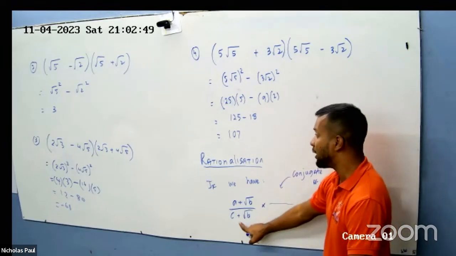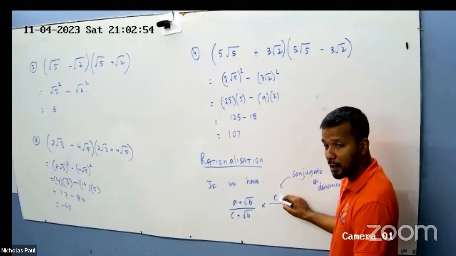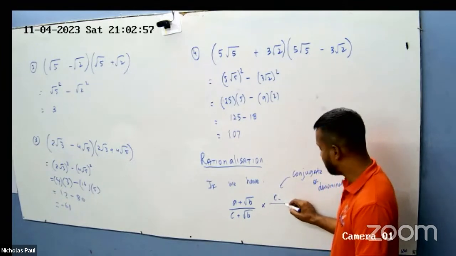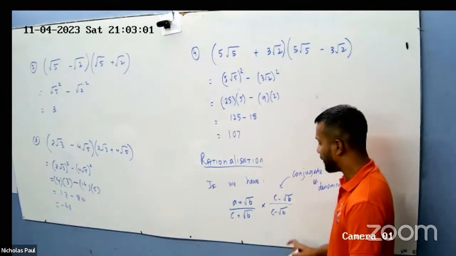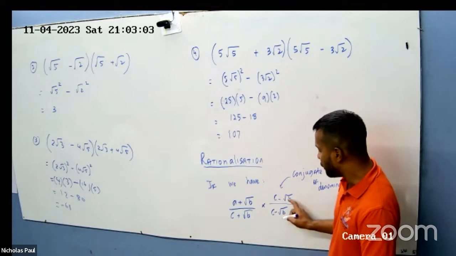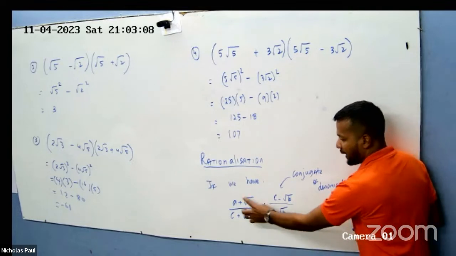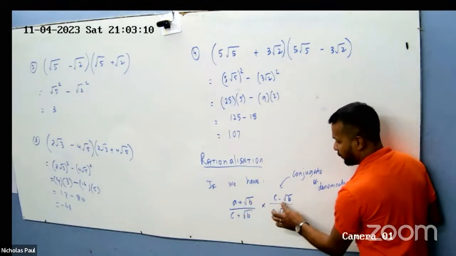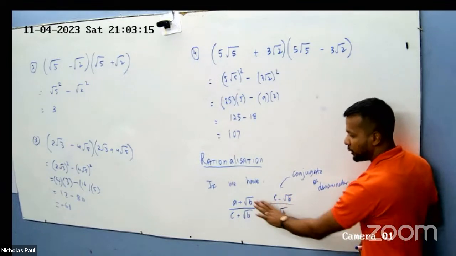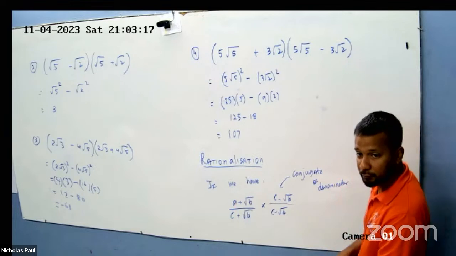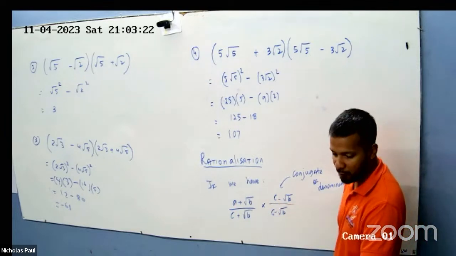So what's the conjugate of C plus root B? That'll be C minus root B. Right, Junior? C minus root B. That's the conjugate. So you multiply this fraction by the conjugate of the denominator, and if you divide it by itself, this value gets 1. So it does not change the identity. So you multiply by the conjugate of the denominator over itself.